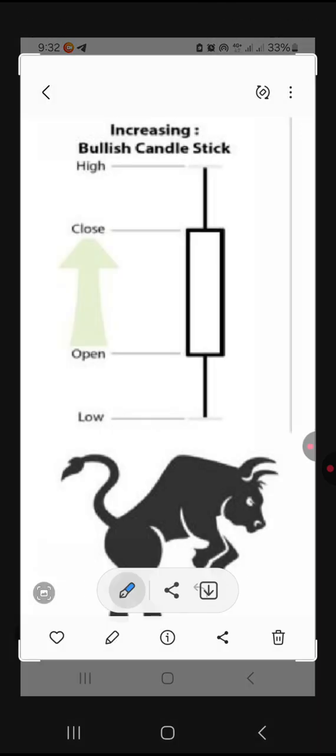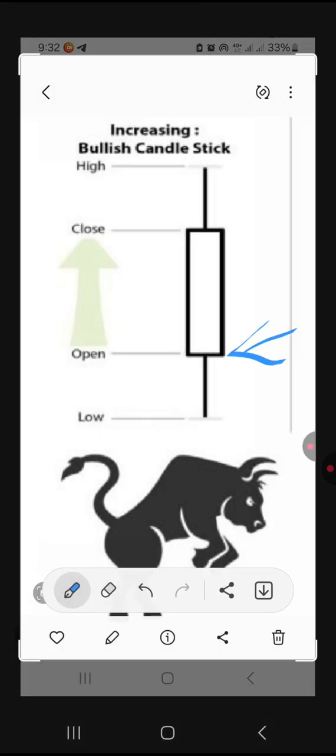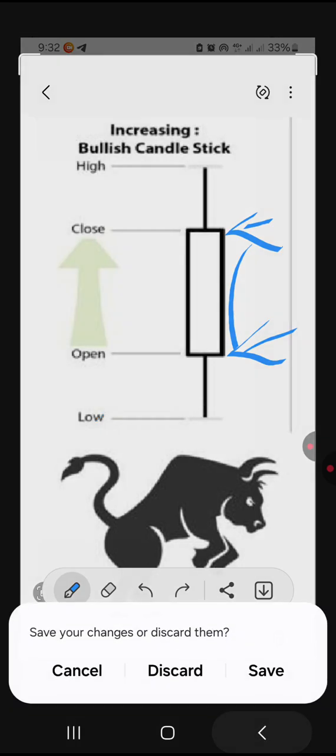Price opened here and went up and closed, for this candle closed here. So this candle is actually a bullish candle. Why? Because the open price is higher than the closed price. Are we understanding? The same thing applies for a bearish candle.